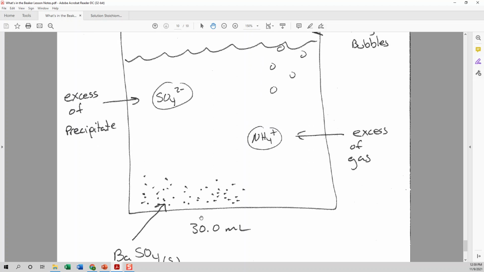All right, and again, it was 15 milliliters and 15 milliliters, so our new volume is 30 milliliters. Just in case I wanted to calculate the new molarity of sulfate, I would just have to figure out how many moles of sulfate are still in the beaker and divide it by the volume in liters, or how much ammonium is still in the beaker dissolved and divide it by the volume in liters, 0.03 liters, all right?